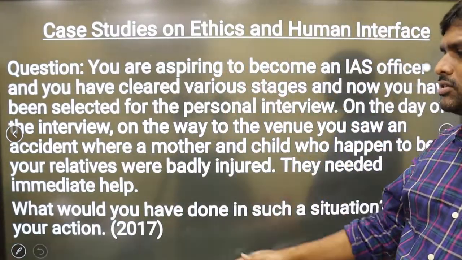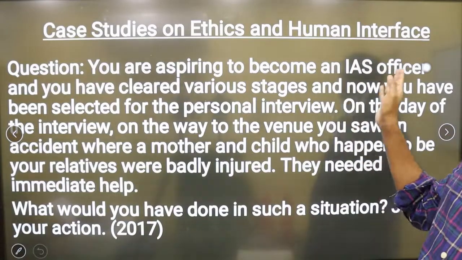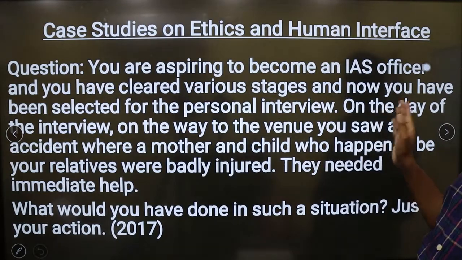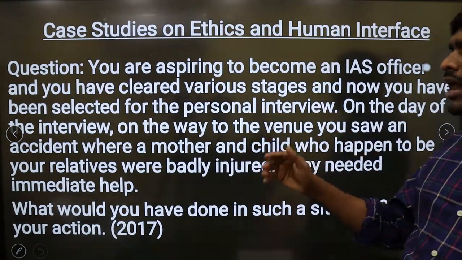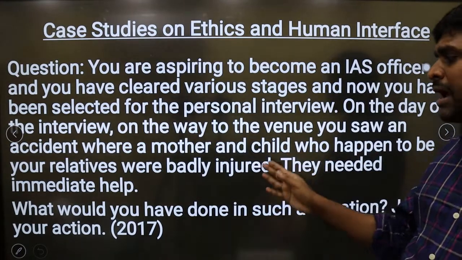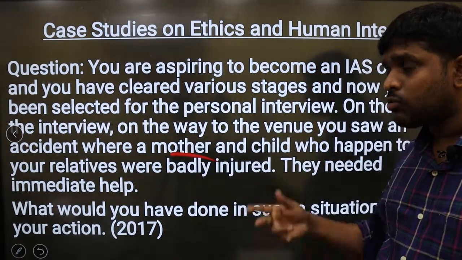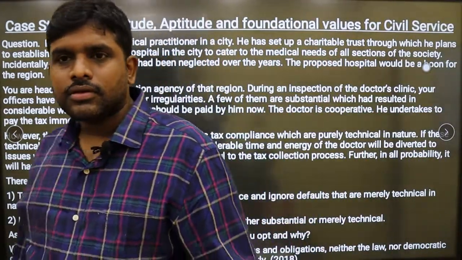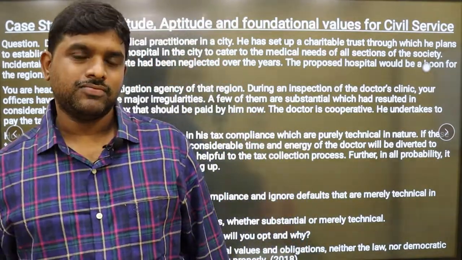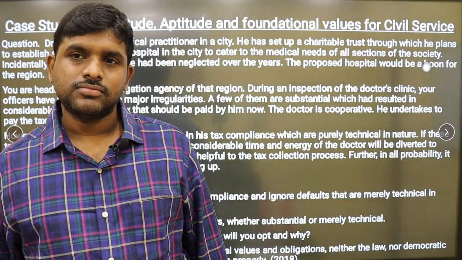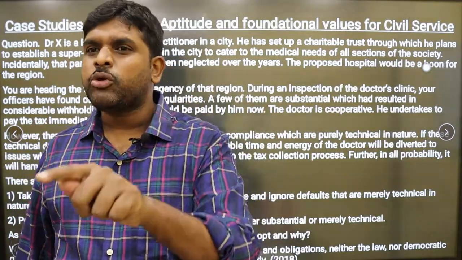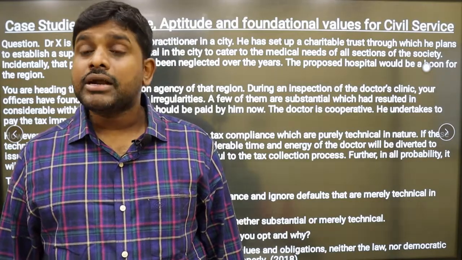Case study on ethics and human values. You are aspiring to become an IAS officer and you have cleared various stages and been selected for the personal interview now. On the day of the interview, on the way to the venue, you see an accident where a mother and a child who happen to be your relatives are badly injured. They need immediate help. Those are your relatives. What are you going to do? Personal interest versus human interest. If they are not relatives also, you have to respond. Why? Because you are a human being at the end. But how?